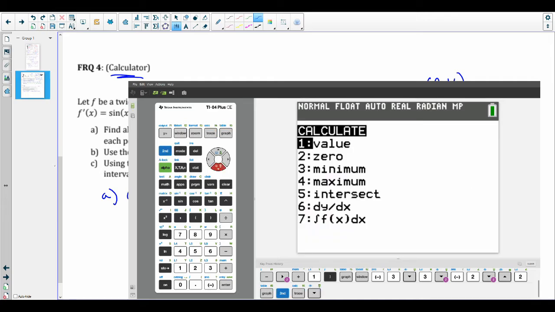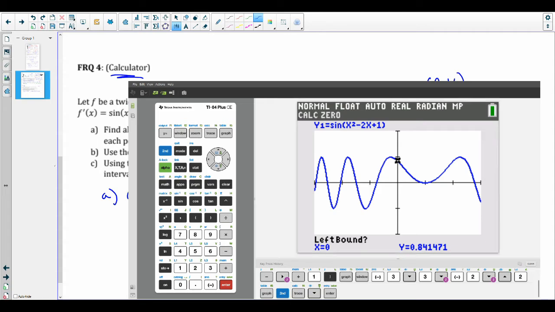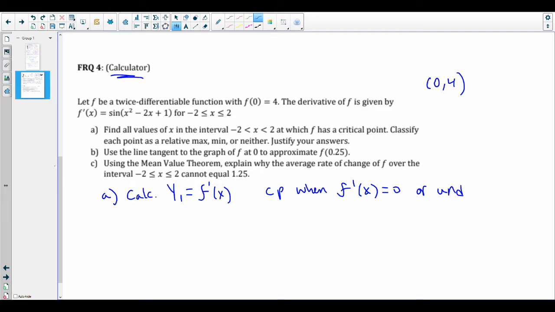Second trace, zero. Do the left bound, right bound stuff. I don't need to show you that. You know how to do that. So I did that earlier, and these are the x values that I got. It was equal to 0 at -1.507, -0.772, and exactly 1.